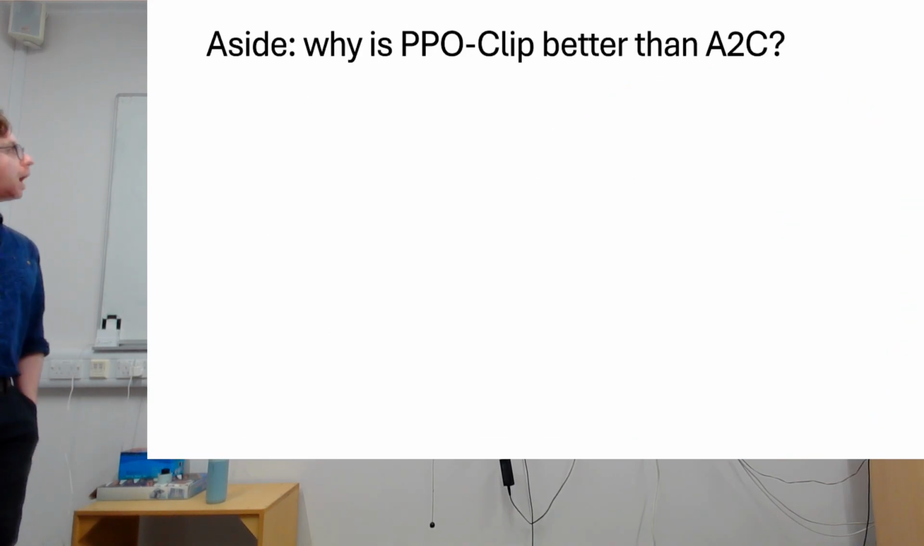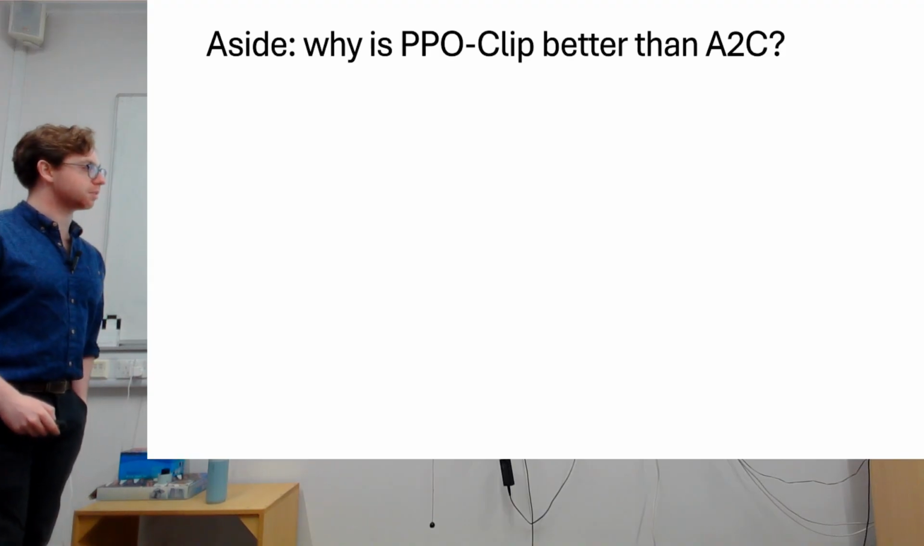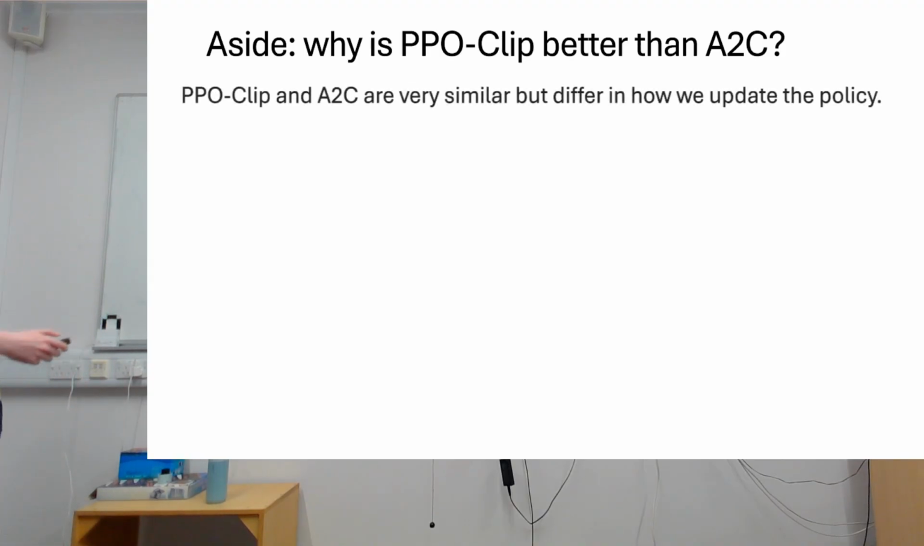Okay, why is PPO better than A2C? Why is it more popular and used more often? So they're very similar. They both form advantage estimates. They both do rollouts, generate data sets, then discard it. What do they differ in? They differ in how they update their policy.